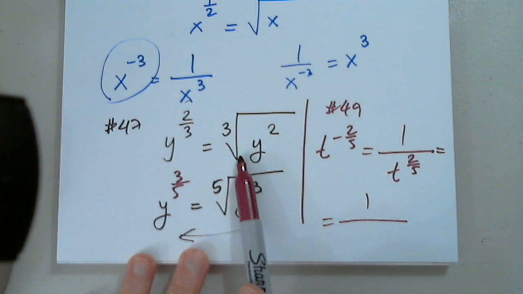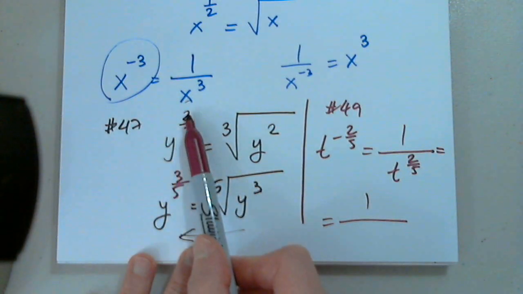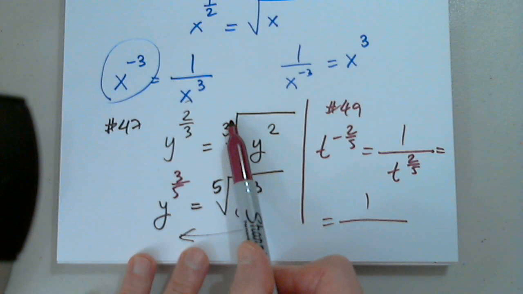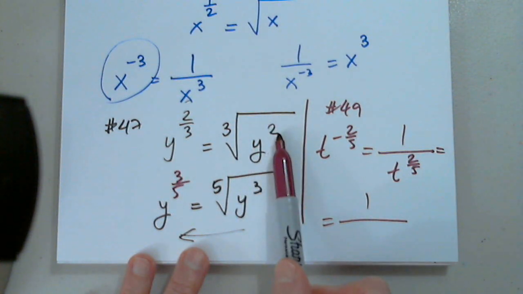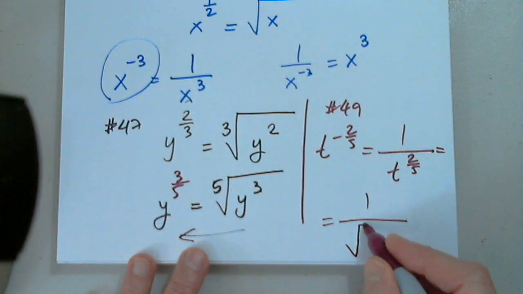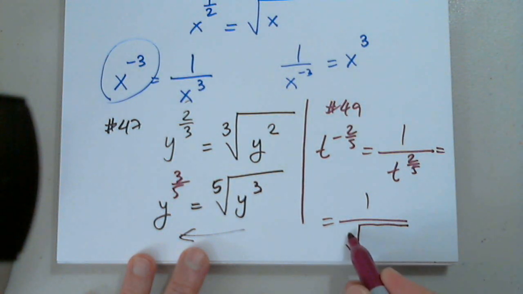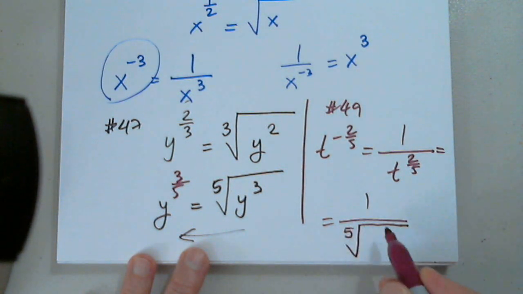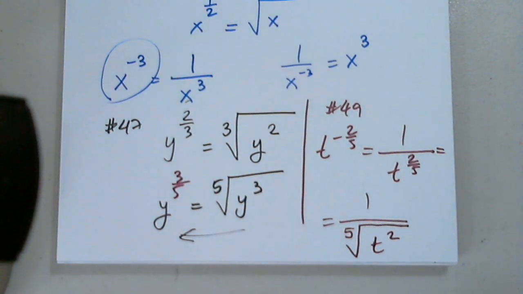One over t to the 2/5. Just mimic this. We looked at y to 2/3, and we wrote the cube root of y squared. Change the fraction to a radical. Good, I'm ready. And then it's 5, and then it's t to the second, t squared. Very good. 1 over the 5th root of t squared. Awesome. Is this okay? Any questions? Please. Any questions?